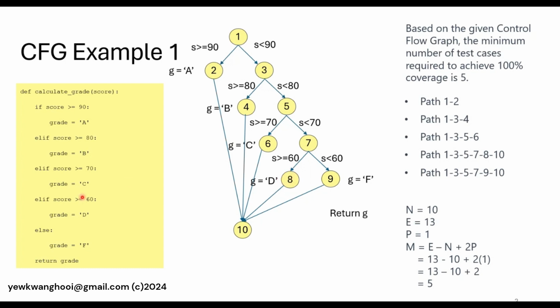And then else, it moves to the last one, else. Node number 9, assign with grade F. And then finally, don't forget, this is important. You must, all of this eventually return grade, right? So all of this must point to the last node, node number 10. Don't leave it hanging. Otherwise, your answer may go wrong.